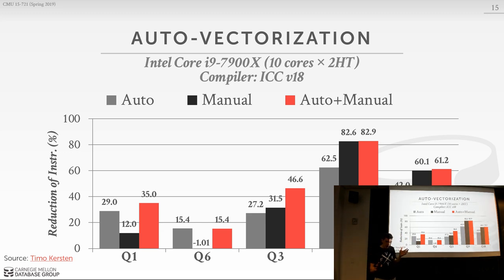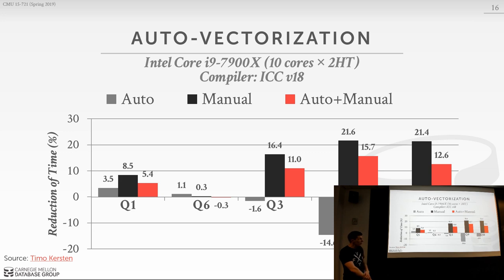But again, this is just measuring the number of instructions. It's not measuring the actual performance. When we actually measure performance, we see the difference is marginal at best, in some cases worse. This is running TPC-H with a scale factor of 10, and we're comparing the runtime versus the non-vectorized version. Again, it's hit or miss. The auto vectorization actually does worse for the two joins and the final aggregation, whereas the handwritten one does slightly better. But this matches up with what we saw before, where you only get a 1.x speedup in performance or reduction in time.